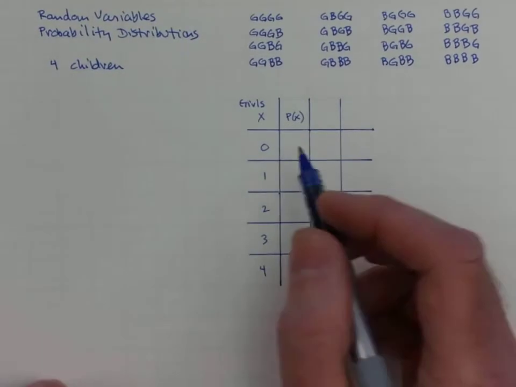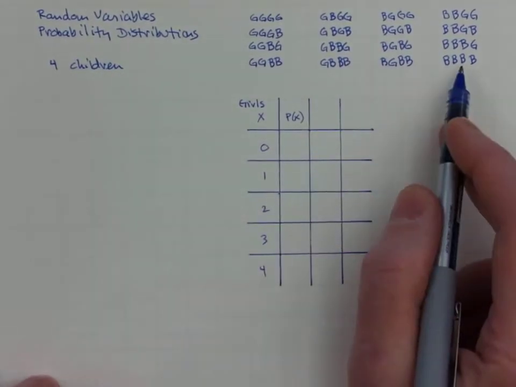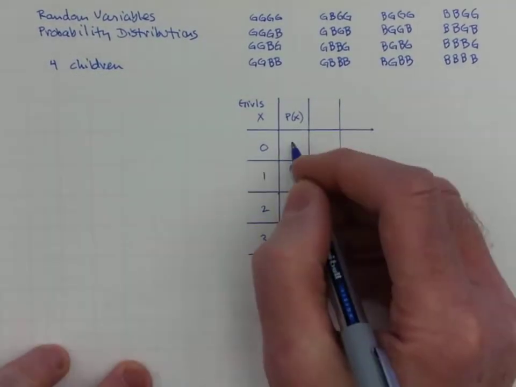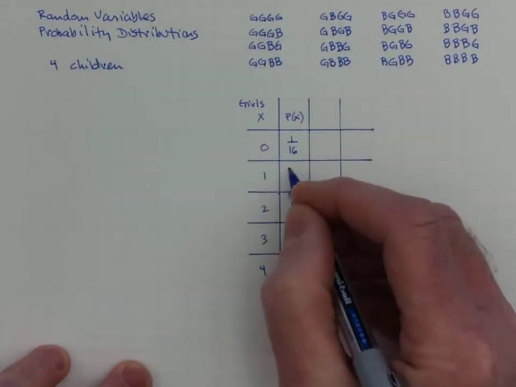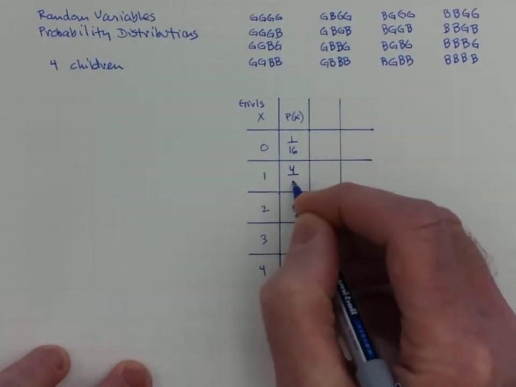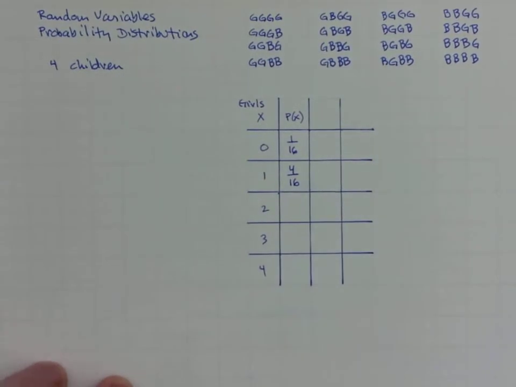girl. So if we look at the number of these outcomes that have no girls, we find there's 1 of them out of the 16. There are 4 of the 16 that have 1 girl, which makes perfect sense, because if there's only 1 girl, it could either be the first one, the second one, the third one, the fourth one.